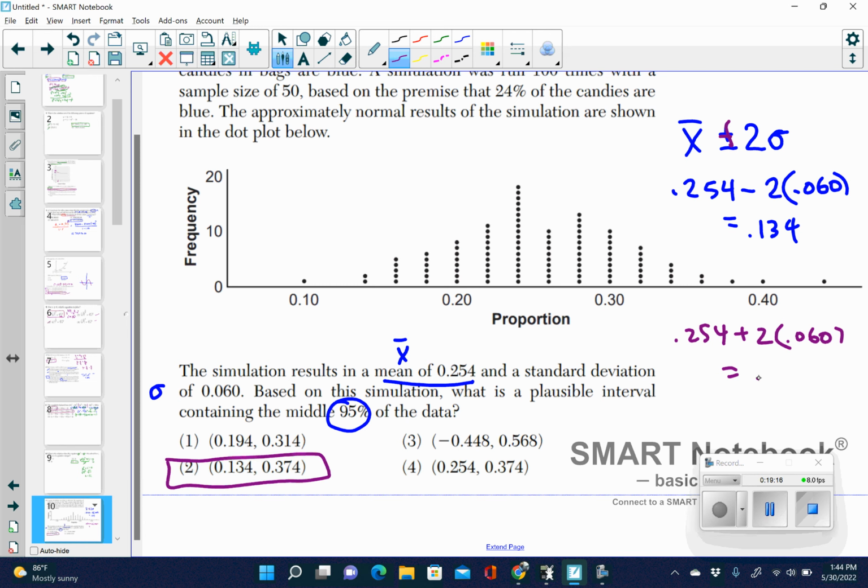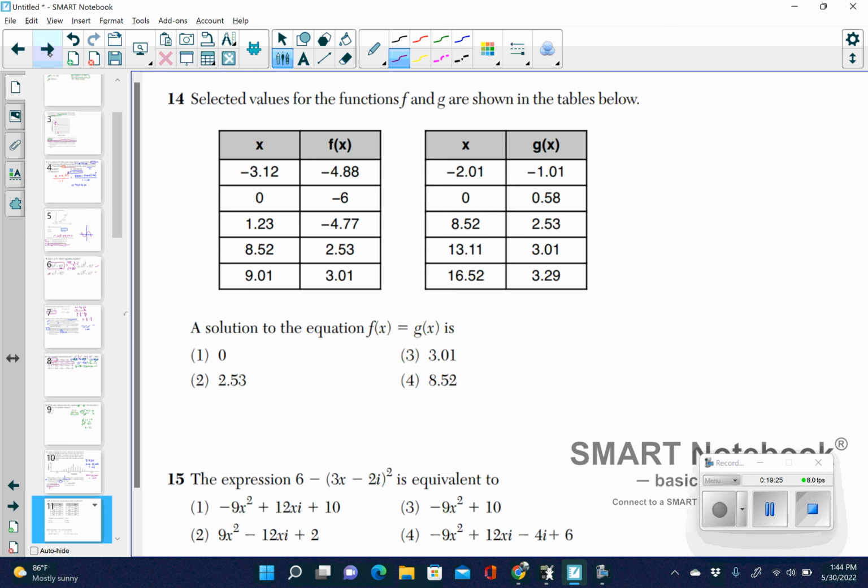And then when I do the higher range, I'm going to get 0.374 as my higher range. And that is option choice number 2. All right. So it says a solution to the equation equals. So f of x is equal to g of x.